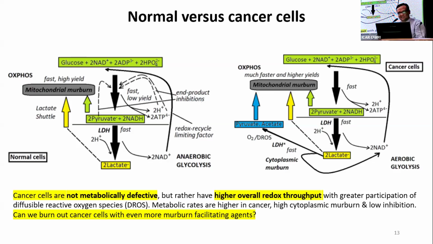In cancerous cells, you might think they are just metabolically defective. They are having higher overall redox throughput through the Murburn mechanism. We can say that while lactate is being produced, it can also go into mitochondria and become pyruvate. It can also, in the cytosol, have some Murburn happening if ROS is available. Cancer cells historically have more ROS than normal cells.